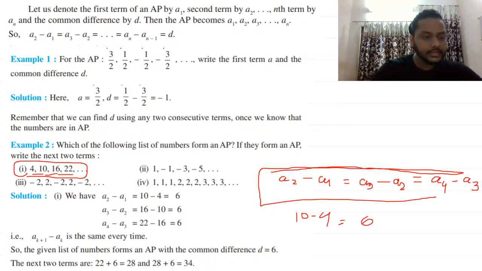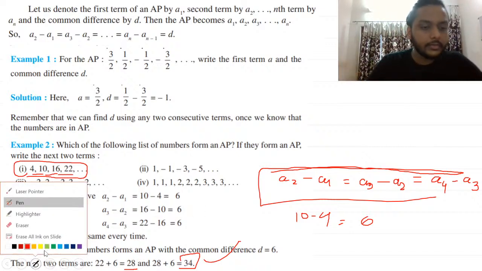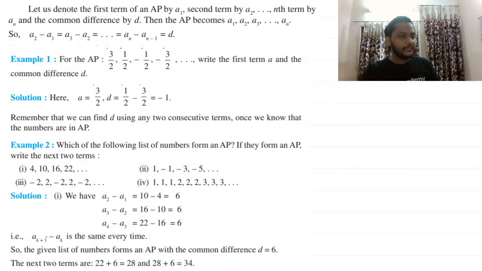Now when the difference is 6, guys, it's very simple for you. अब आप next terms निकाल सकते हो. You are exactly right, Avnish. Next term will be what? It will be 22 plus 6, that is 28, and then 28 plus 6, that is 34. ये बात clear है सबको या नहीं है? You got it, guys? Okay, so this is how we can find out the next two terms as well. Am I clear?